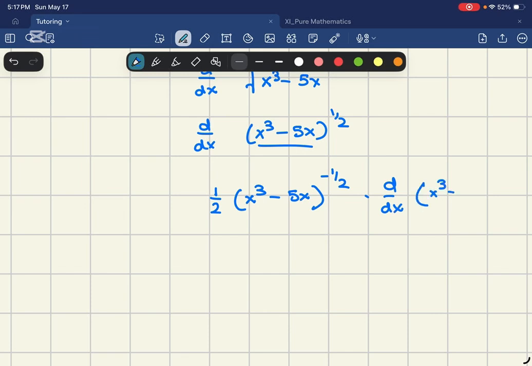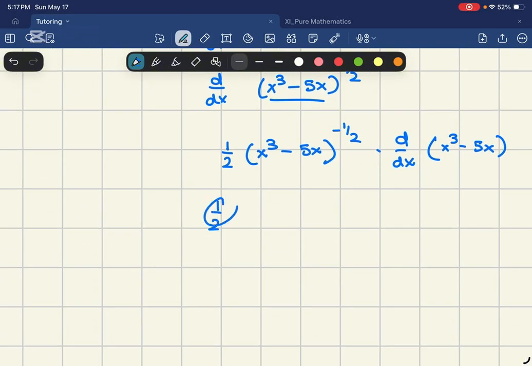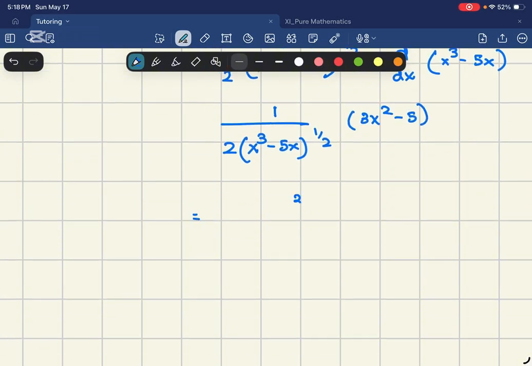This inside is not x. And this is 3x, x cubed minus 5x. So now you do this. And you get 1 divided by 2 x cubed minus 5x to the power half. And then when you differentiate this, you get 3x squared minus 5. So overall, your solution is 3x squared minus 5 divided by 2 square root of x cubed minus 5x. That is going to be your solution.